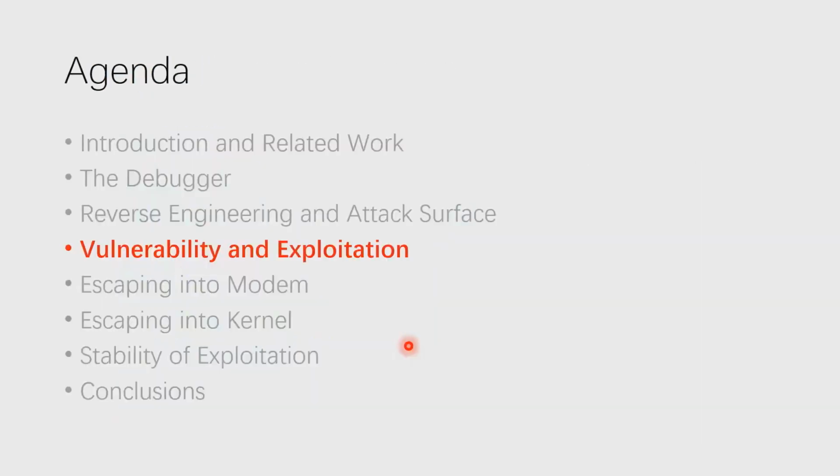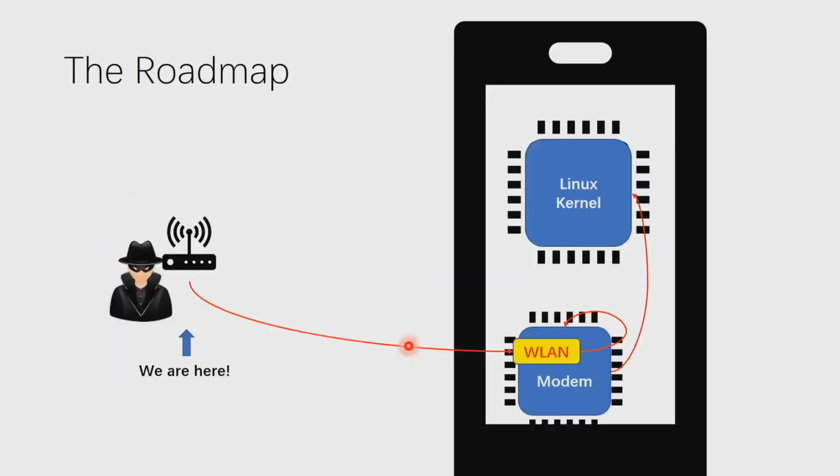Now we can start the exploitation. This is the overall roadmap. We are here now. We have a controlled Wi-Fi dongle or something else that can send out Wi-Fi signals. We are going to compromise the WLAN over the air, and then escape into the modem, and finally get into the Linux kernel to complete the full exploit chain.